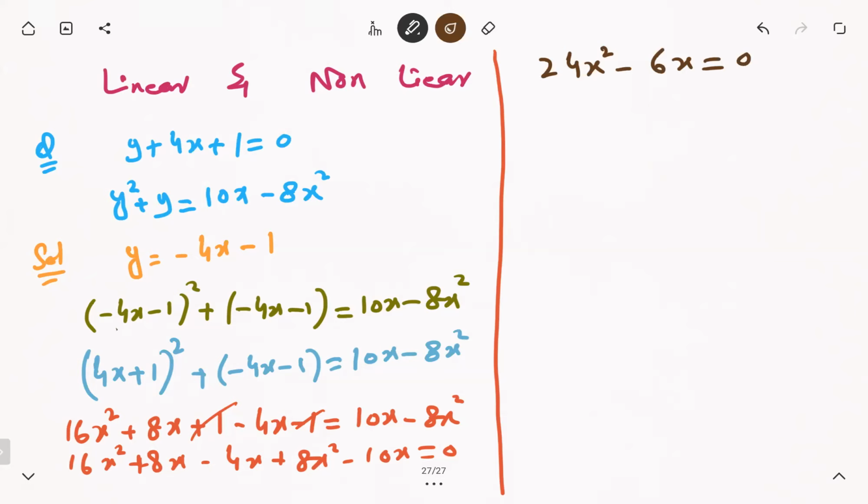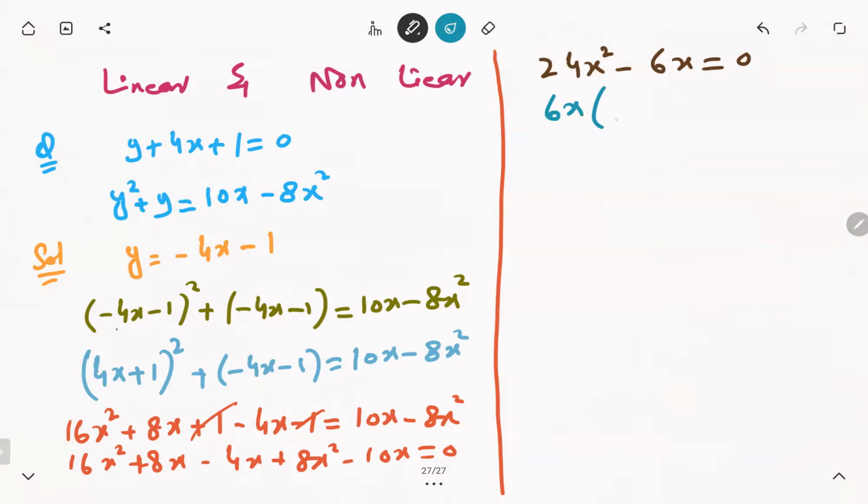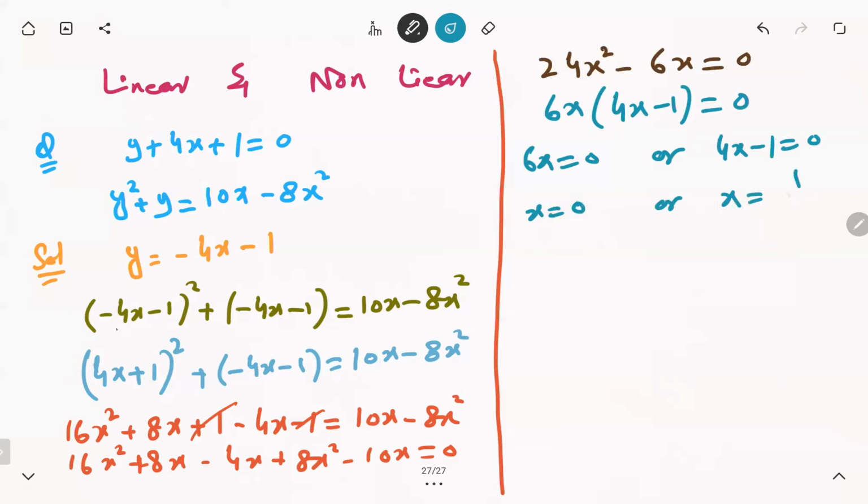But in this particular question, I will not apply the quadratic formula because this question is quite easy with the help of factorization. If you take 6x common, we get 4x minus 1 is equal to 0. So either 6x is equal to 0 or 4x minus 1 is equal to 0. From here, x is 0, and here x is equal to 1 by 4.